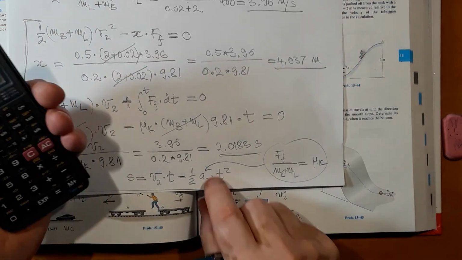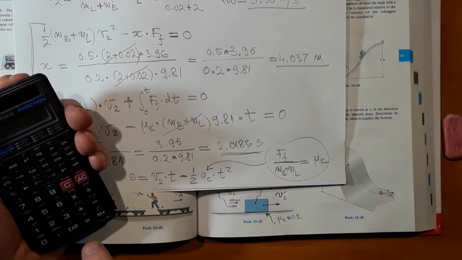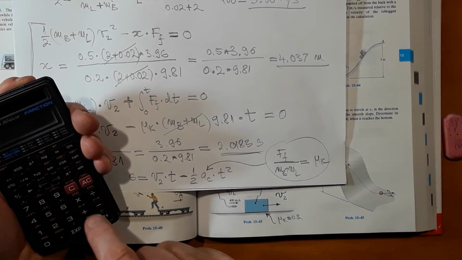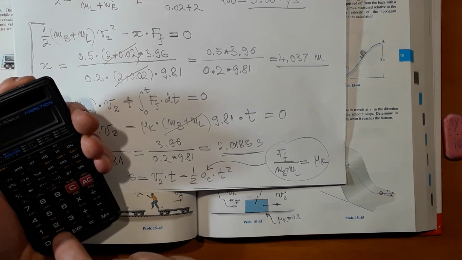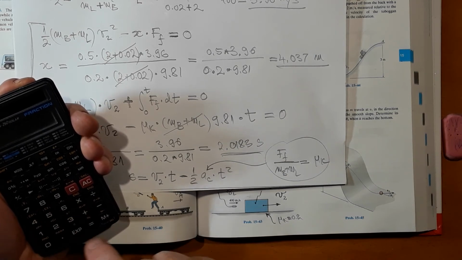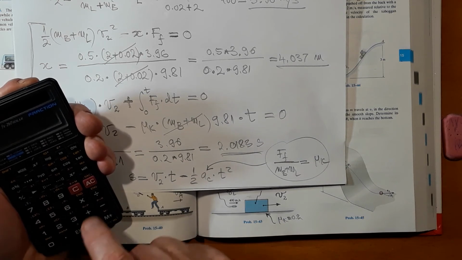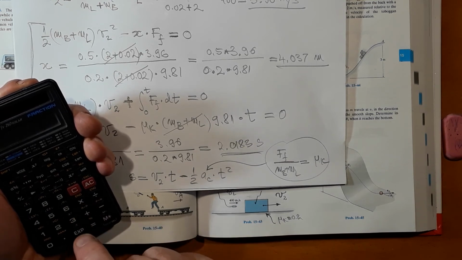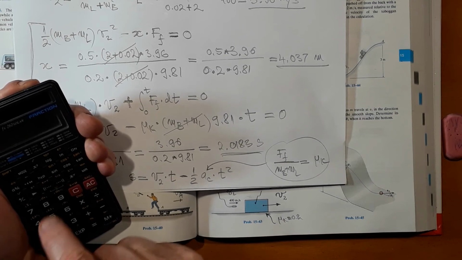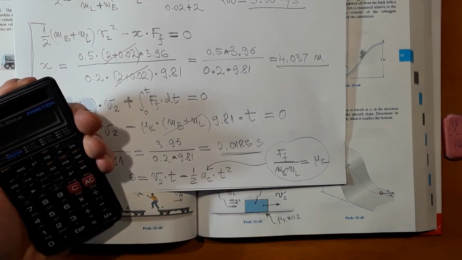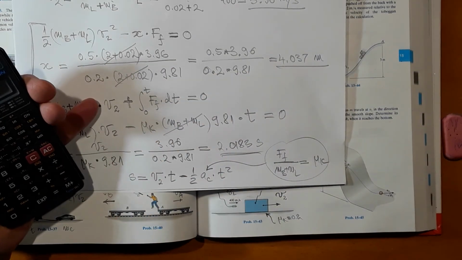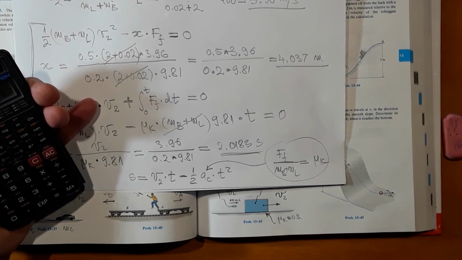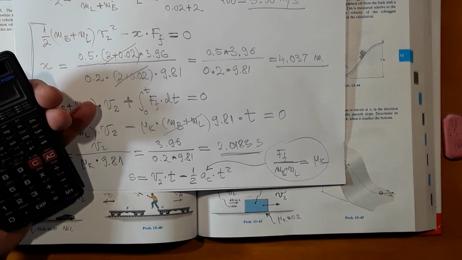Let's try again. So I have V2 that is 3.96 times 2.0183 minus 0.5 times 0.2 times 2.0183 squared equals, so I've got a different number. Let me pause and double check.